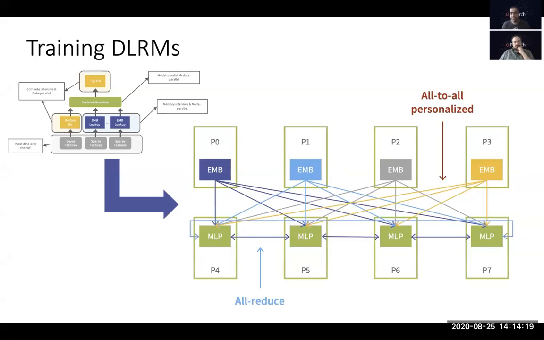And given that these are interacted together, we have this requirement for this to be model parallel on the embedding so that we can accommodate these large models. And then you have the data parallel MLPs, which are essentially an efficient way to process all the necessary compute. So needing to go from a model parallel phase to a data parallel phase provides unique challenges in terms of the algorithm, framework, and also the hardware infrastructure.